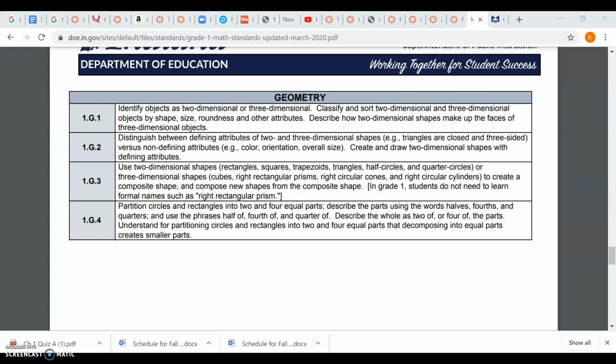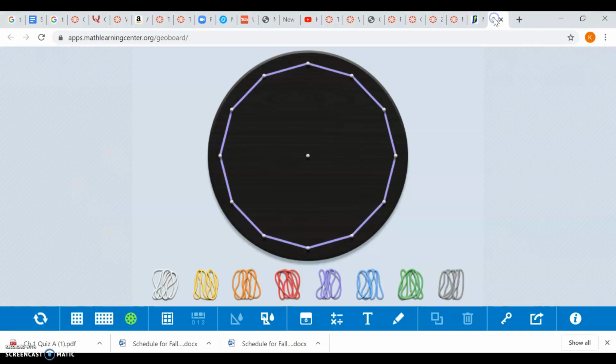We should also be able to describe the whole as 2 of or 4 of the parts, and understand for partitioning circles and rectangles into 2 and 4 equal parts that decomposing into equal parts creates smaller parts. So let's see what that looks like. We're going to have some fun on a geo board today.